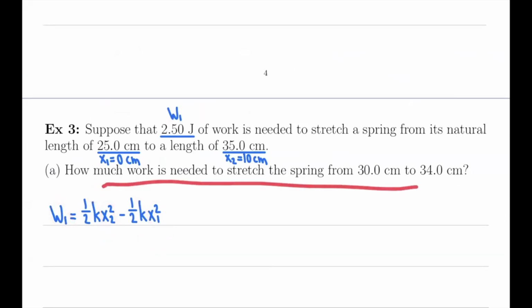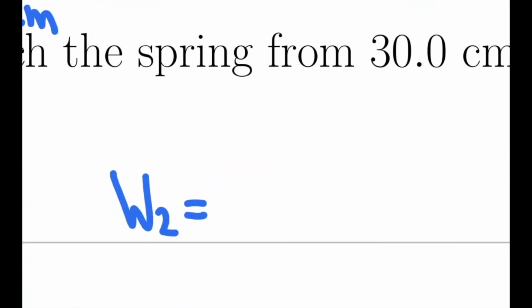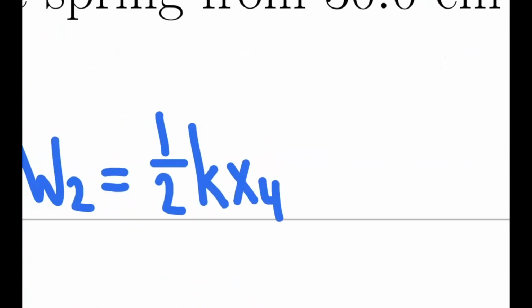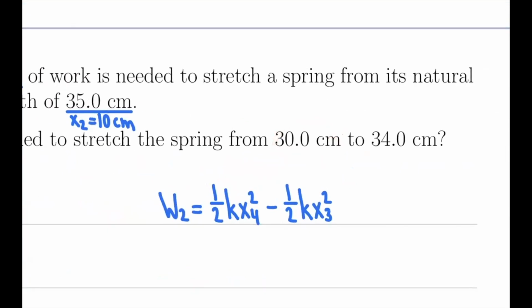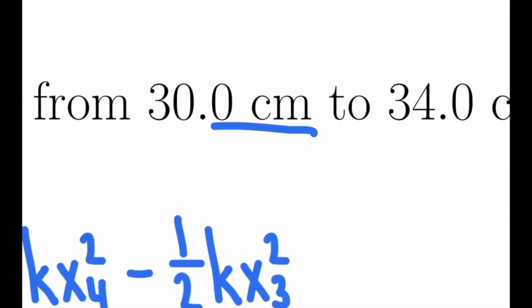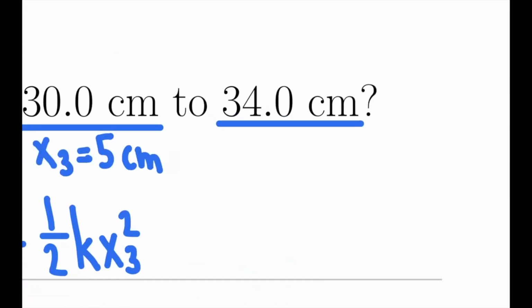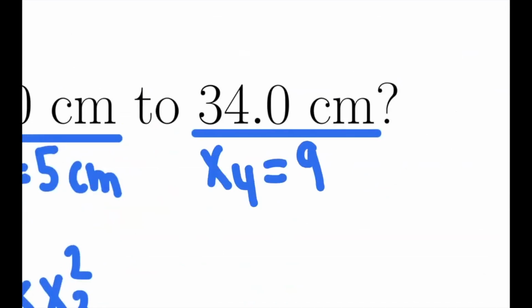So let's look at this second sentence now. We're trying to figure out how much work is needed to stretch the spring from 30 centimeters to 34 centimeters. So let's call this work W2, and we don't know what that equals right now. So W2, same idea. Instead of x1 and x2, I'm going to use x3, x4. So 1/2 k x4 squared minus 1/2 k x3 squared. So x3, 30 centimeters is 5 centimeters displacement from its natural length. So right here, x3 is 5 centimeters. And 34 centimeters, that's 9 centimeters more than 25. So x4 is 9 centimeters.